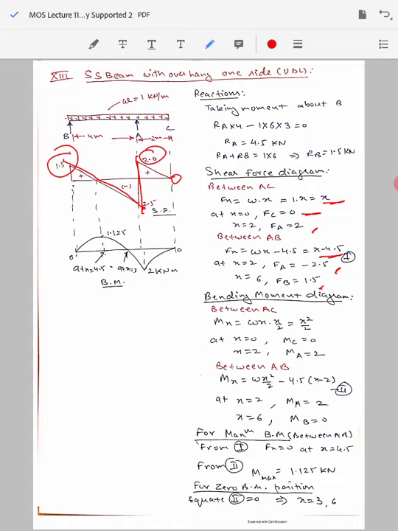So you see here there is a positive part of this shear force diagram, then there is a negative part, and then again there is a positive part. Somewhere between point A and B the shear force is going to be 0.